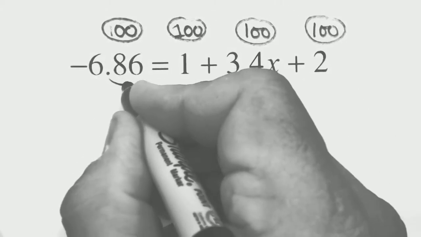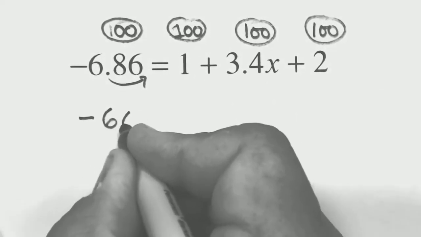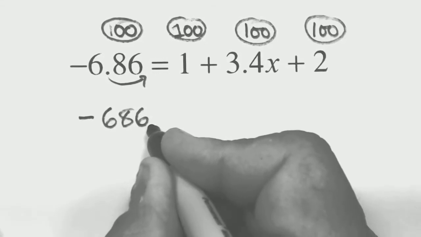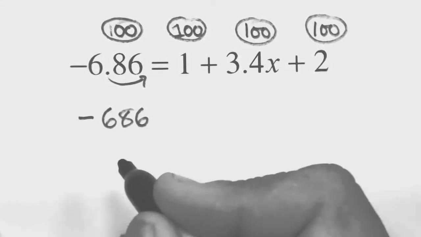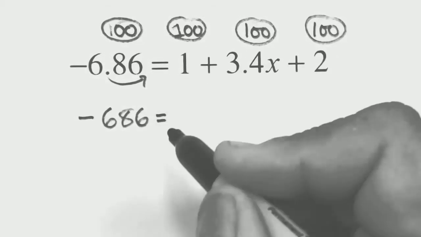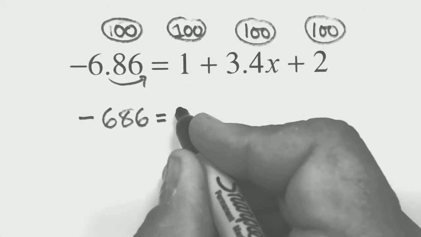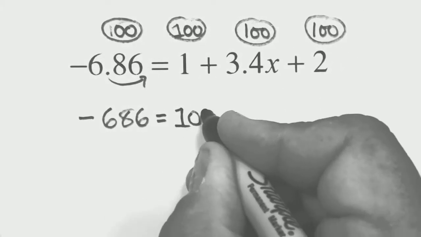Multiplying by 100 moves the decimal point 2 places, so I end up with negative 686. You could put the decimal point at the end, but it's a whole number now, so you can leave it off. Now, the next guy over here, don't put a decimal point and a couple zeros, heaven's sakes. What's 1 times 100? Just 100, so just go ahead and multiply that out.